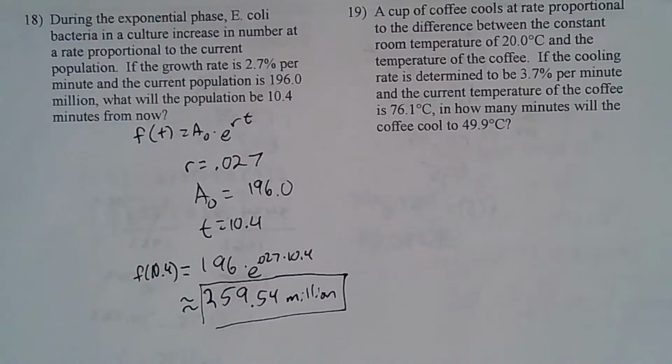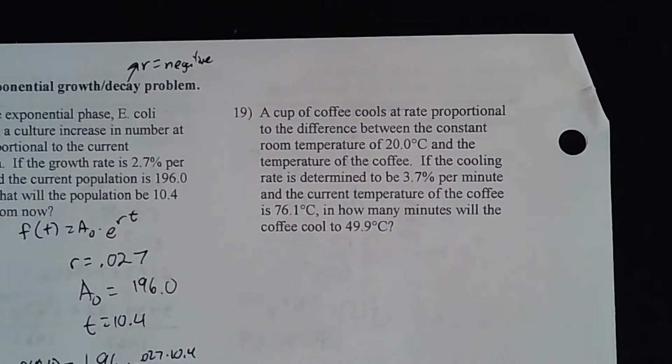Let's keep it moving. Number 19. A cup of coffee cools at a rate proportional to the difference between the constant room temperature of 20 degrees Celsius and the temperature of the coffee. So again, it's the same exact idea. If the cooling rate is determined to be 3.7% per minute and the current temperature of the coffee is 76.1, how many minutes will the coffee take to cool to 49.9?